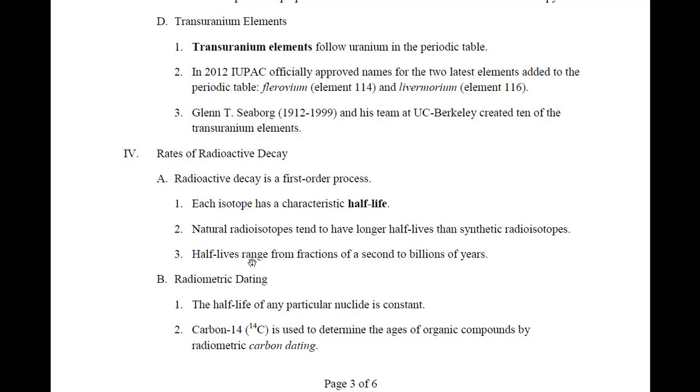And the half-lives of radioactive isotopes can be from fractions of a second all the way up to billions of years. When we look at uranium-238, the half-life of uranium-238 is 4.5 billion years. And so let's talk about what that means then.